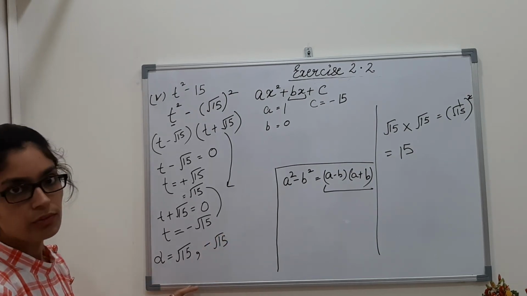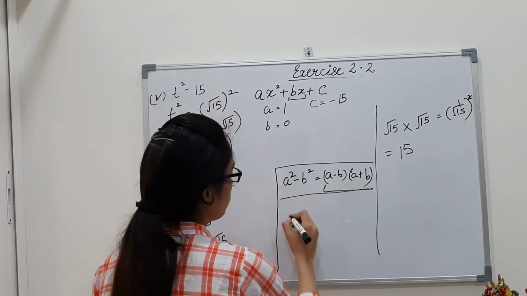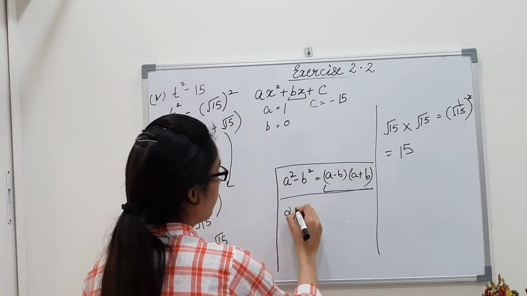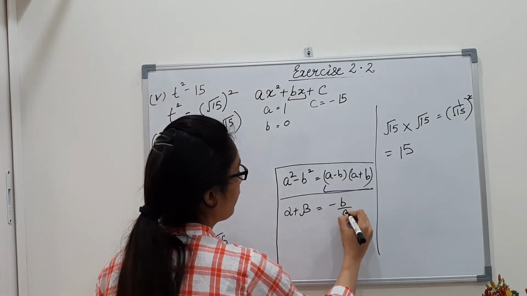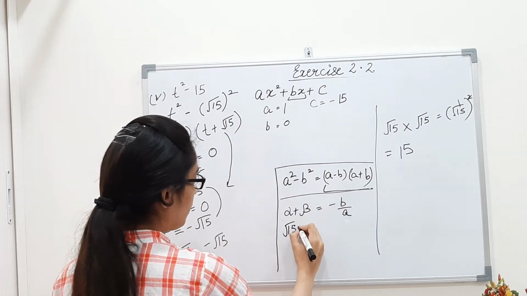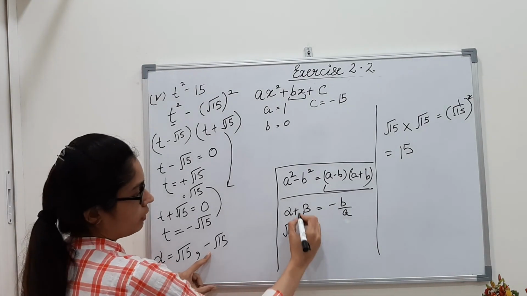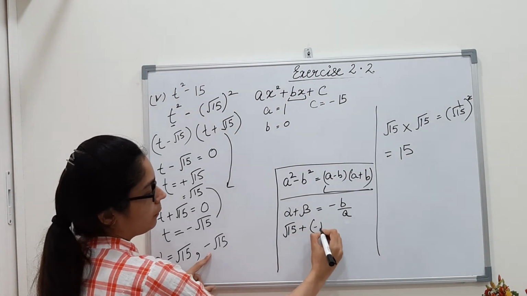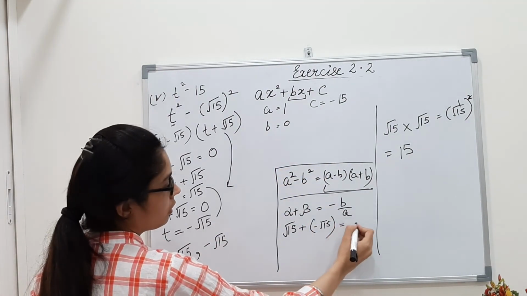Now just verify the result. Product of zeros. That means alpha plus beta is equal to minus b upon a. Alpha is root 15, beta is minus root 15. So we can write plus minus of root 15. So your b is 0.